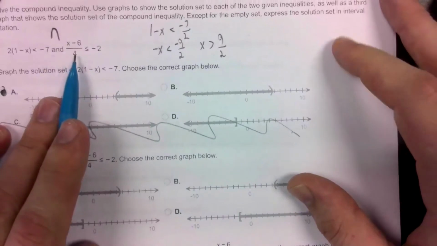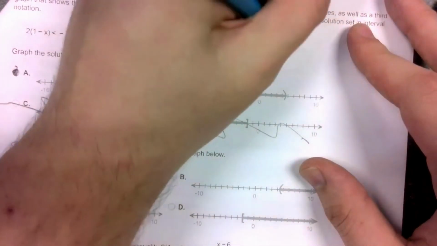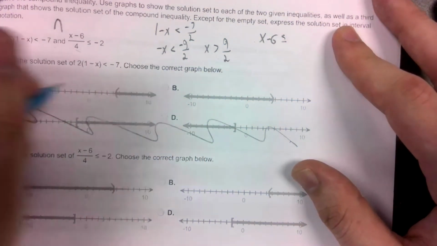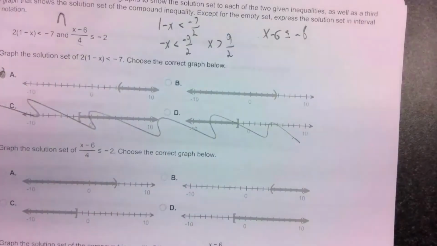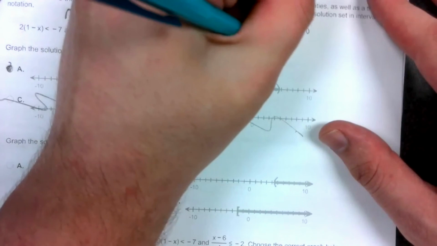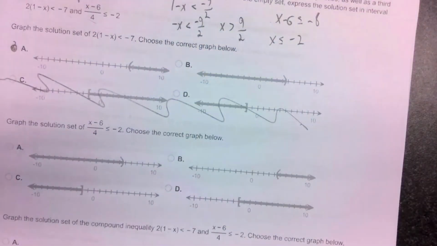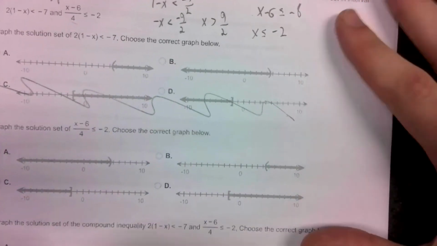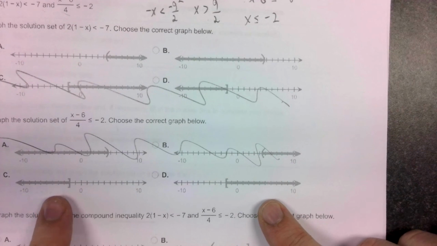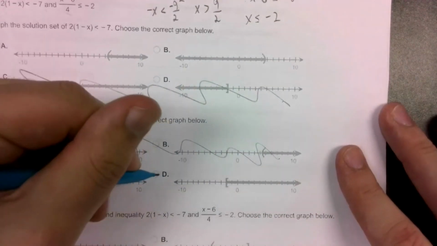Okay. The next one, for this one, I'm going to multiply by 4 on both sides. So I get x minus 6 is less than or equal to negative 8. Then I can add 6 on both sides. So we get x is less than or equal to negative 2. So if I look for this, I know it's not going to be the first two because they're the open dots. C and D, it looks like D is going to be your choice, right? Because it's greater than negative 2.